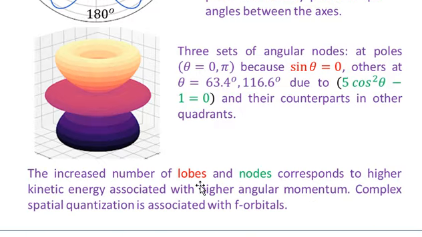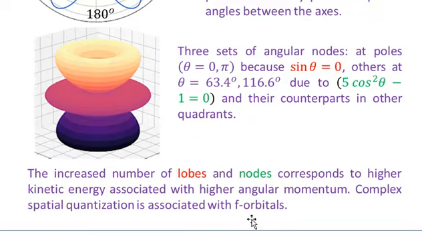The increased number of lobes and nodes corresponds to higher kinetic energy associated with higher angular momentum. Since we are using L is equal to 3, it means that L is equal to 3 is the orbital quantum number, and the associated angular momentum with that quantum number, which we refer to as the orbital angular momentum, will also be high. So this corresponds to higher kinetic energy and also to the higher value of the orbital angular momentum. Complex spatial quantization is associated with f orbitals.